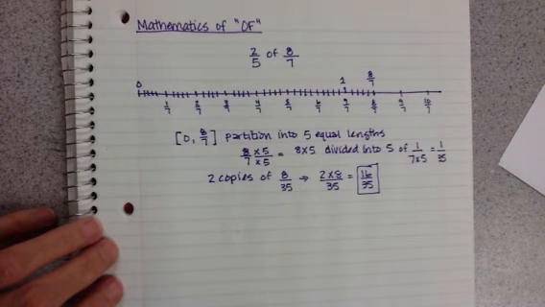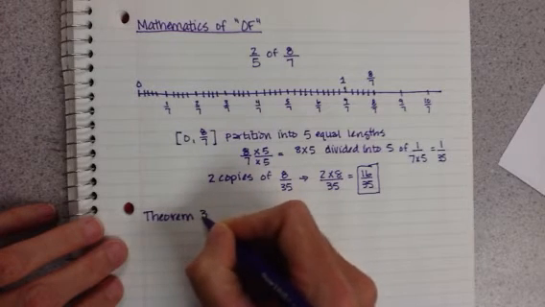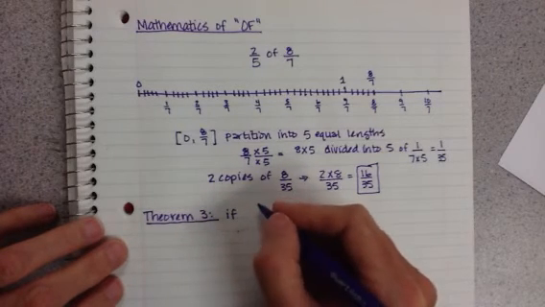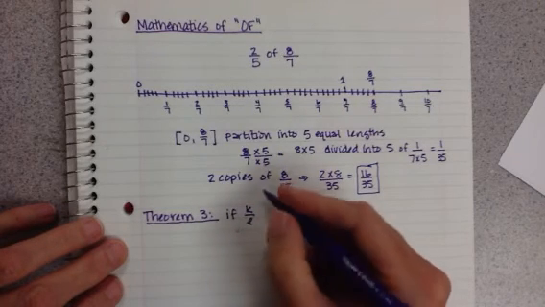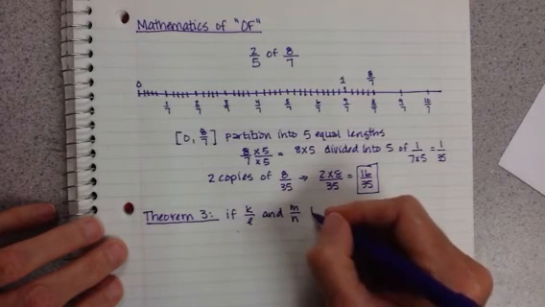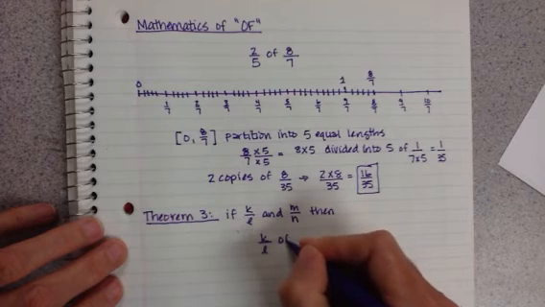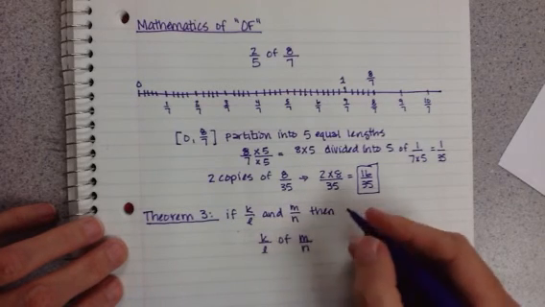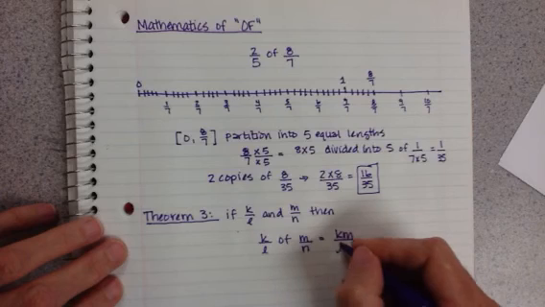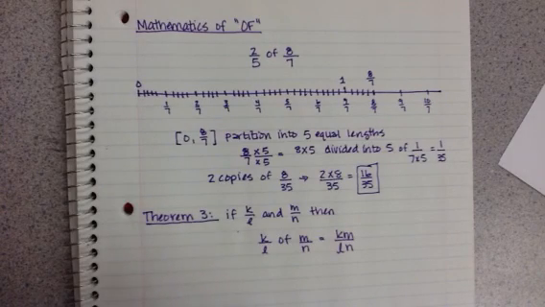So basically, our next theorem, this leads us up to theorem 3, which says if you have K over L and M over N, then if you want K of L of, so you want a fraction of a fraction, it is basically equal to K times M over L times N. And I think you'll recognize that as the definition of multiplying fractions.